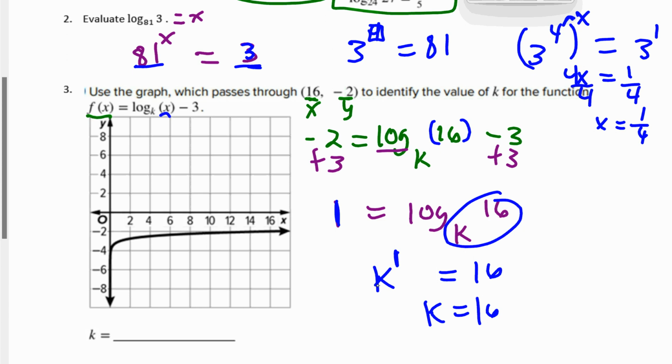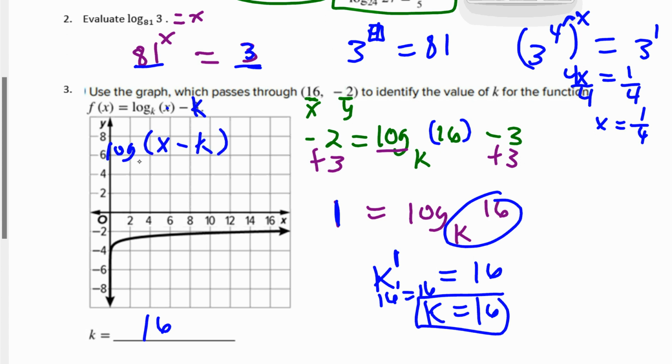Well, 16 raised to 1 is 16, so k is 16, so this is base 16. So normally what we usually see is we don't see the k there. Sometimes we usually see the k here, or sometimes we see the k inside the parentheses, like x minus k or something like that.